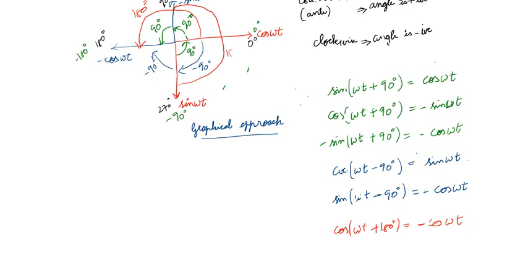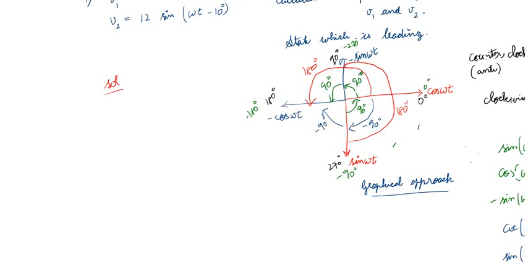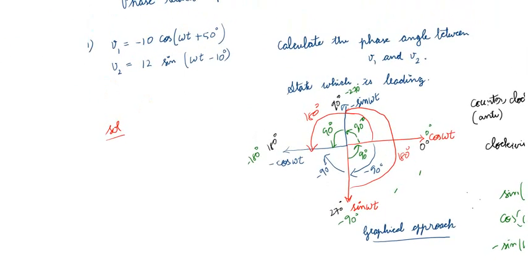This is 180 degree. You will go to minus sin omega t. Okay. These are some trigonometry identities which would be helpful for you, right? No need to memorize. You go to minus. Okay, right. With this in mind, now easily we can find out the phase relationship between V1 and V2.